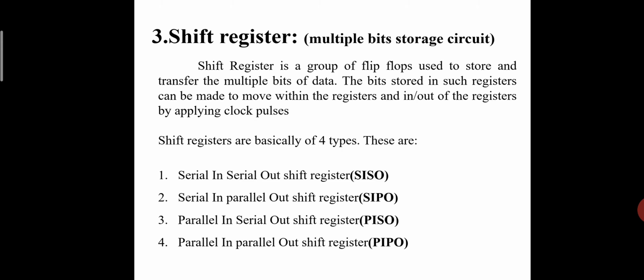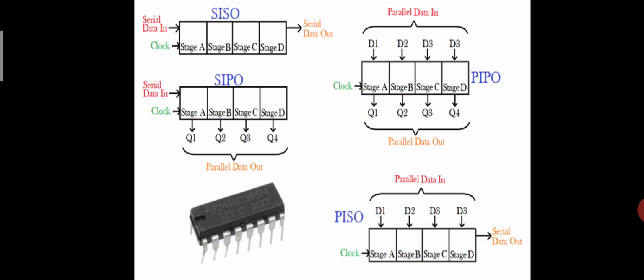So basically 4 types of shift registers exist. They are serial in, serial out shift registers, serial in, parallel out shift registers, parallel in, serial out shift registers, and parallel in, parallel out shift registers. Shall we discuss them one by one? So here is a block diagram. We can better understand this SISO, SIPO, PISO and PIPO.